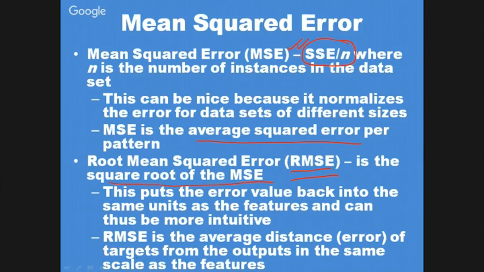So what is the physical concept of root mean squared error? It is the average distance, or the error, of targets from the outputs, in the same scale as the features. This is given by the root mean squared error.